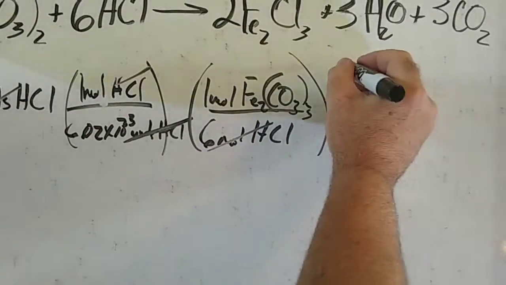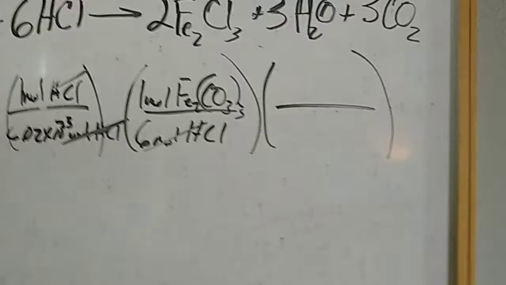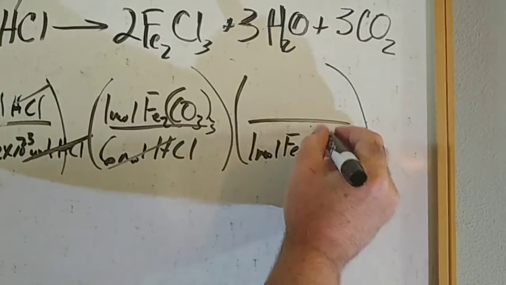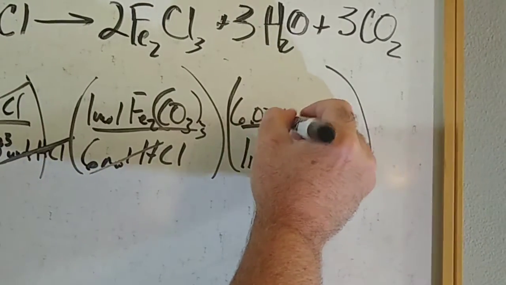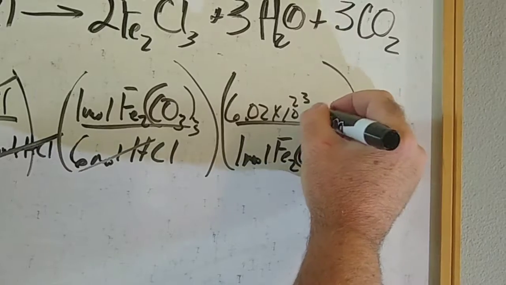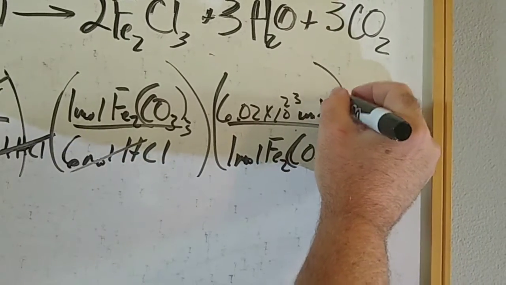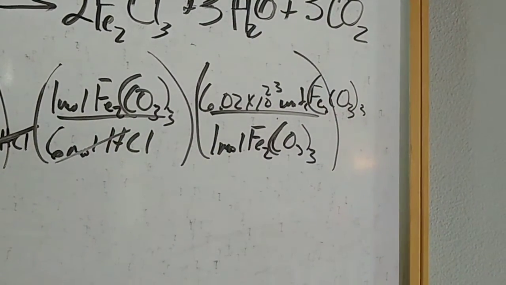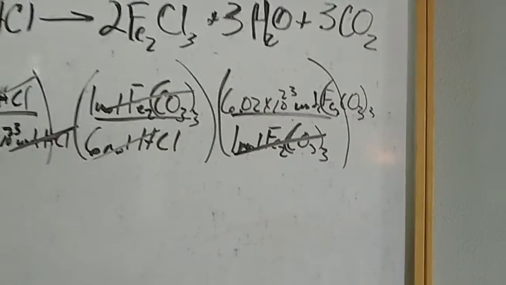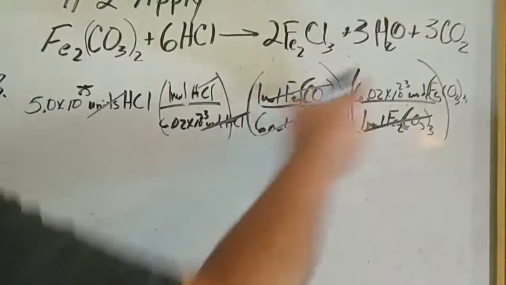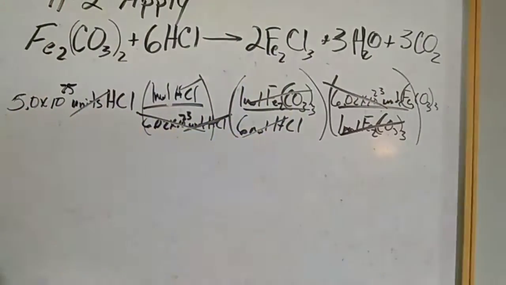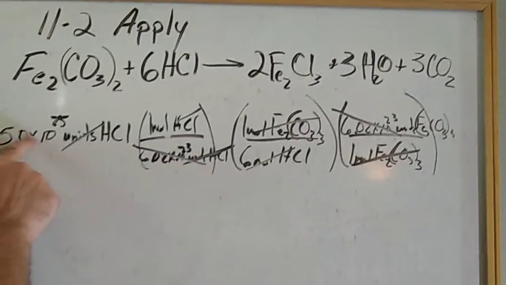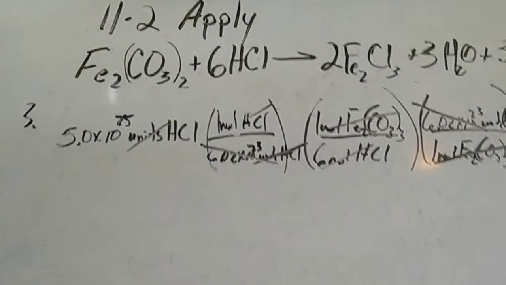And then we need to turn this into units of that, so we have to use Avogadro's number again. 1 mole of Fe2CO3 is 6.02 times 10 to the 23rd units of Fe2CO3. Now we can cancel things out here. Those cancel out, those cancel out. What's also really nice is, guess what else cancels out? These two right here. I can cancel out those Avogadro numbers, and I don't have to plug those into my calculator. Now all I've got to do is take 5.0 times 10 to the 25th and divide it by 6.